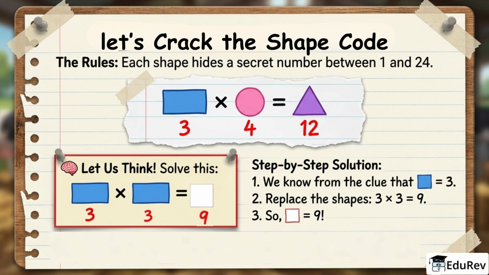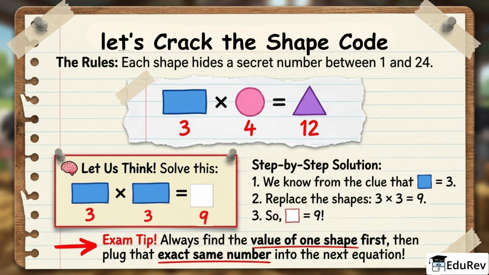Let's look at a quick puzzle where shapes hide secret numbers. When you get a problem like this, there is a specific order you need to follow. Always find the value of one shape first. Once you have that, plug that exact same number into the next equation. Taking it step by step prevents you from getting confused.